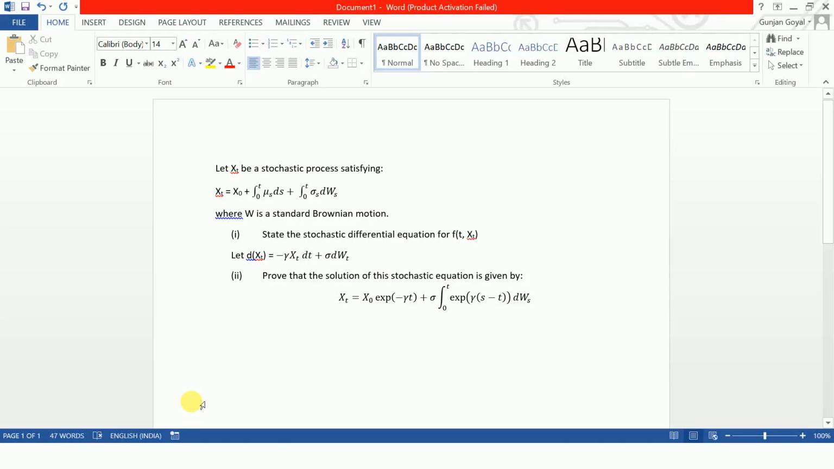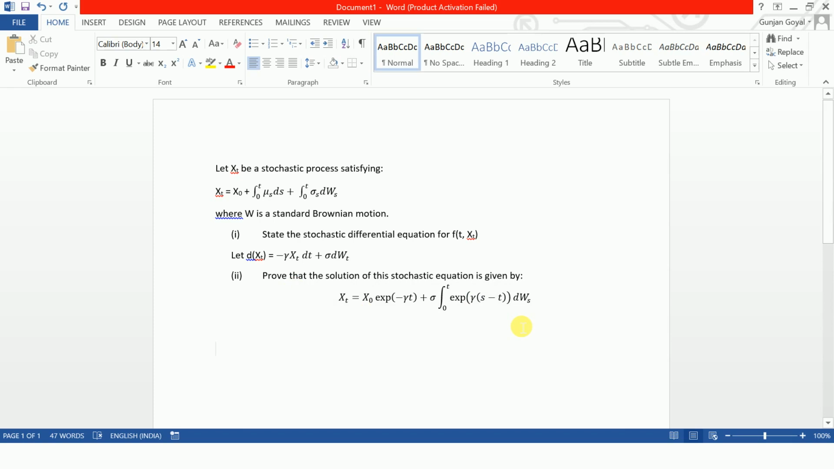In this video, we'll be solving this particular question from CM2, which is a stochastic process question. Let's do it. Let X_t be a stochastic process satisfying X_t equal to X_0 plus the integral from 0 to t of mu_s ds plus the integral from 0 to t of sigma_s dW_s, where W is the standard Brownian motion, and we need to state the stochastic differential equation for f(t, X_t). Then they have given dX_t equal to minus gamma X_t dt plus sigma dW_t. Prove that the solution of this stochastic process is given by this equation.